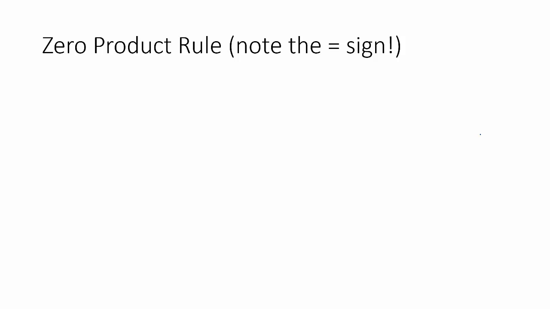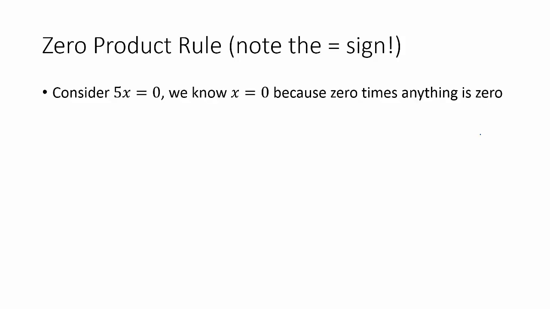There's a special rule in algebra called the zero product rule that allows us to use factoring to help us solve problems. But first, to set it up, consider the equation 5x equals 0. It's clear in this equation that the x has to equal 0 because we know 0 times anything is 0. So it must be 5 times 0 equals 0.